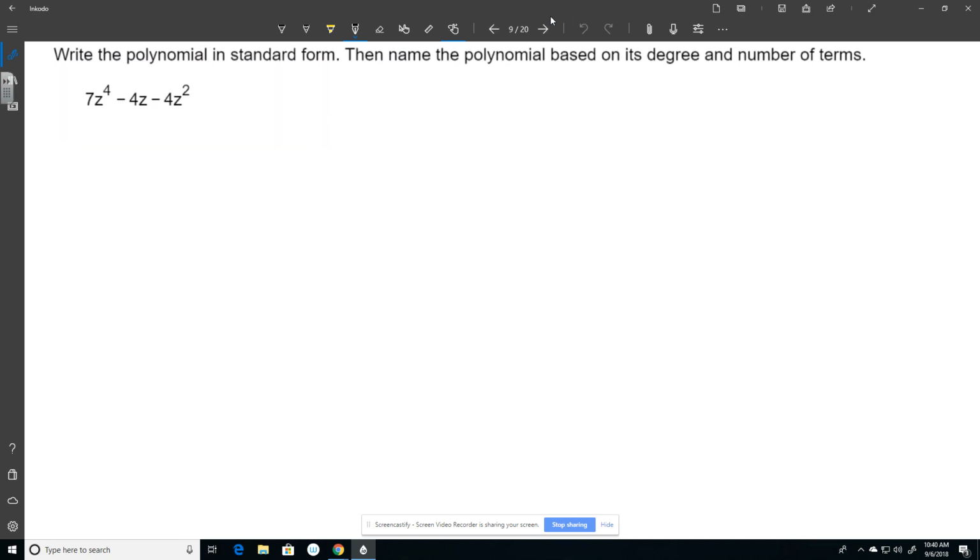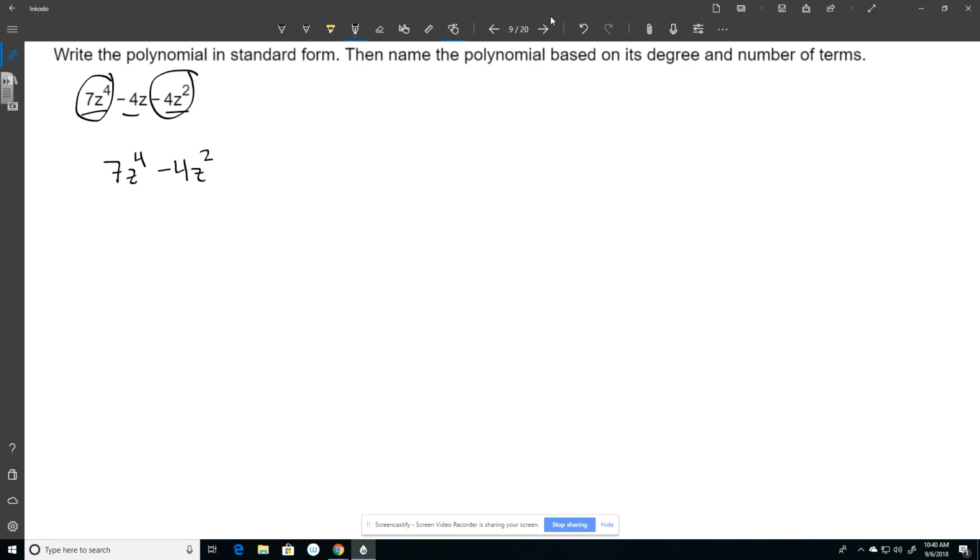Number 9, write the polynomial in standard form. Remember, standard form means we start with the biggest exponent term first and go lower. So I have 7z to the 4th, negative 4z, and negative 4z squared. My biggest degree is right here, 7z to the 4th. So I'm going to write that one first. The next biggest degree is my minus 4z squared.